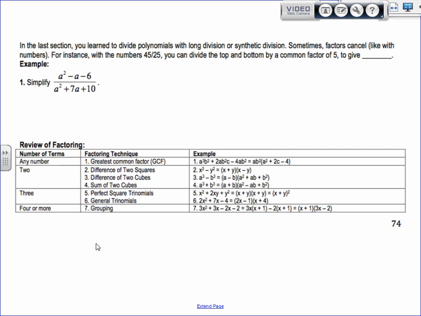All right, and then it says in the last section you learned how to divide polynomials with long division or synthetic division. So it says sometimes factors cancel, like with numbers. For instance, if I had 45 over 25, I can break it into its various factors, which would be 5 times 9 over 5 times 5. And then I notice that I have common factors of 5, so I reduce it out. So your answer would be 9/5. So you can divide the top and bottom by a common factor of 5, and you would end up getting 9/5. Same thing with polynomials.